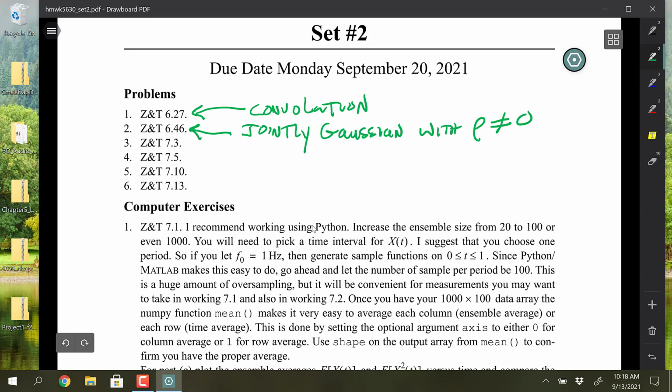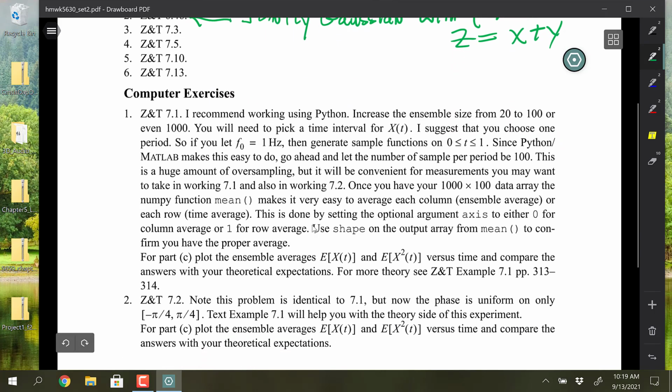Second one is jointly Gaussian with rho not equal to 0, where you're forming something along the lines of z is equal to x plus y. And I think that's exactly what it is, but it's along those lines. But everything else is going to be random processes. And then the simulation problems down here are connected with that. And we'll talk more about this as we get into that topic.